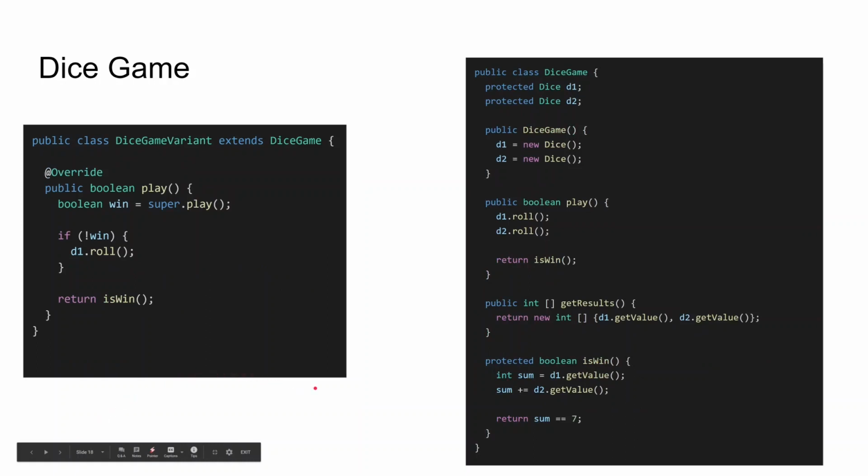And instead of having this hard-coded in both places, we create a new operation that we can use in both classes, instead of having the code duplicated and this hard-coded constant in several different places. So basically we call it isWin, and isWin simply gets the value from the two dice and checks if they are 7 and then returns true. So we then simplify the code in play also significantly, and we simplified the code in dice game variant also.